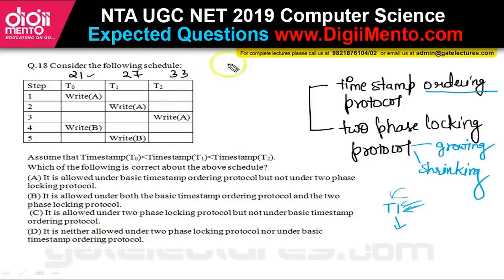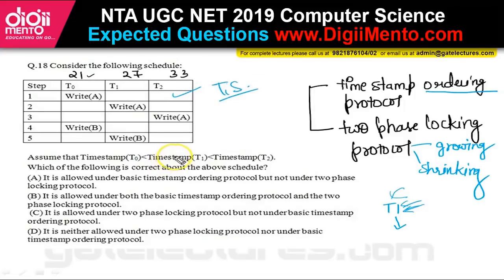Okay, so let's see our question. If you can see what is happening here, it is perfectly a timestamp ordering protocol. Why? Because they have given us unique timestamps, no problem in that. So first T0 will execute, then T1, then T2, and then again T1, T0, and then T1. So it is perfectly a timestamp protocol.